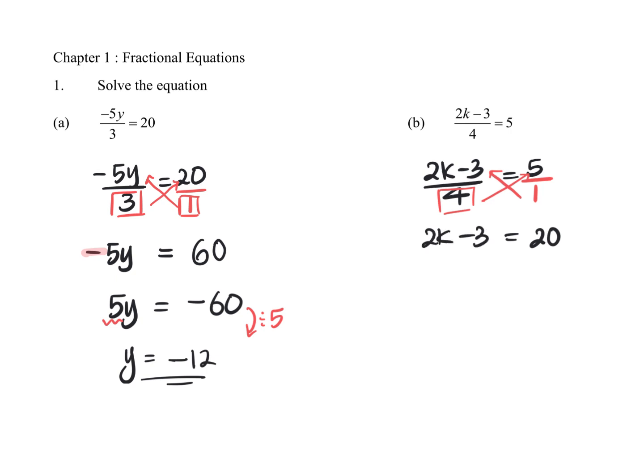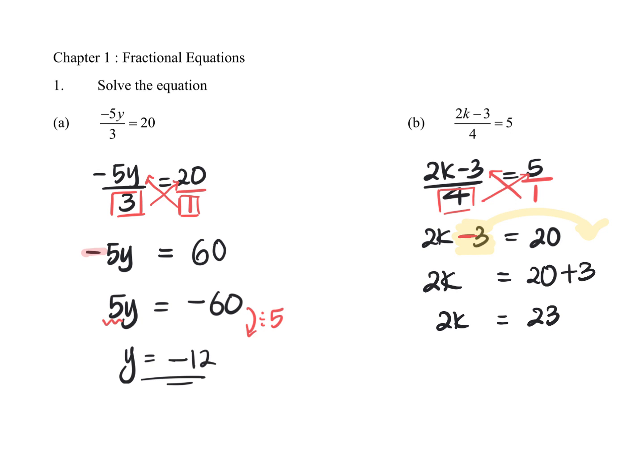Alright, then we need to arrange all the numbers together on one side. So I'm going to shift, this is negative 3 over here. So this one here is minus 3. The reverse of operation, I will do a plus 3. So then I'm left with 2k now. This one is 20 plus 3. So 2k is equals to 23.